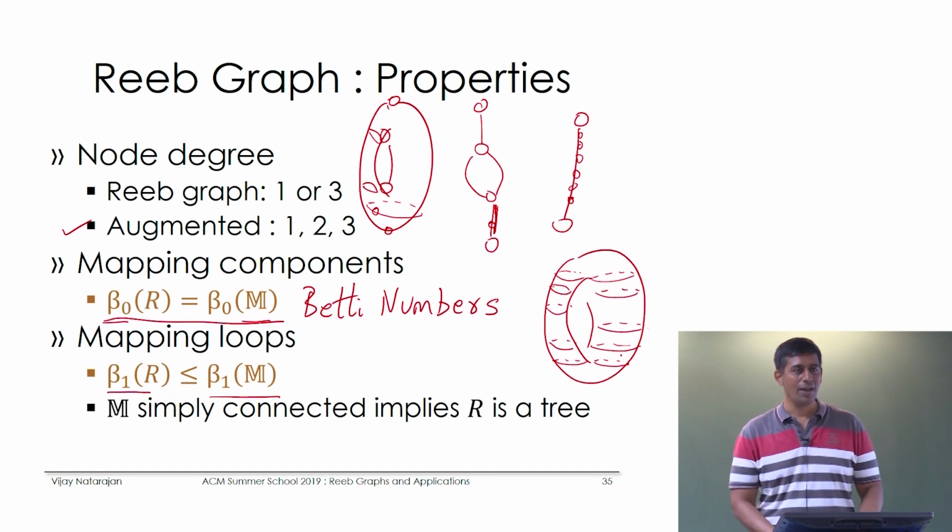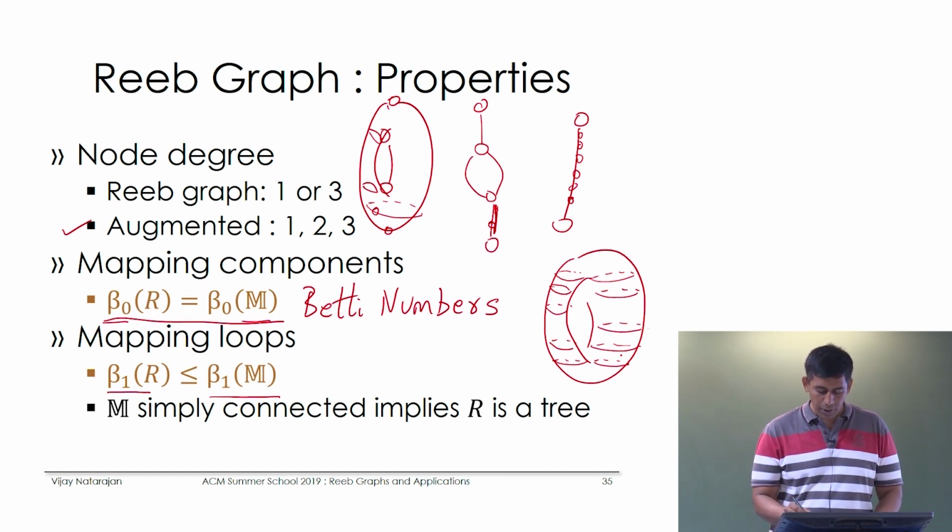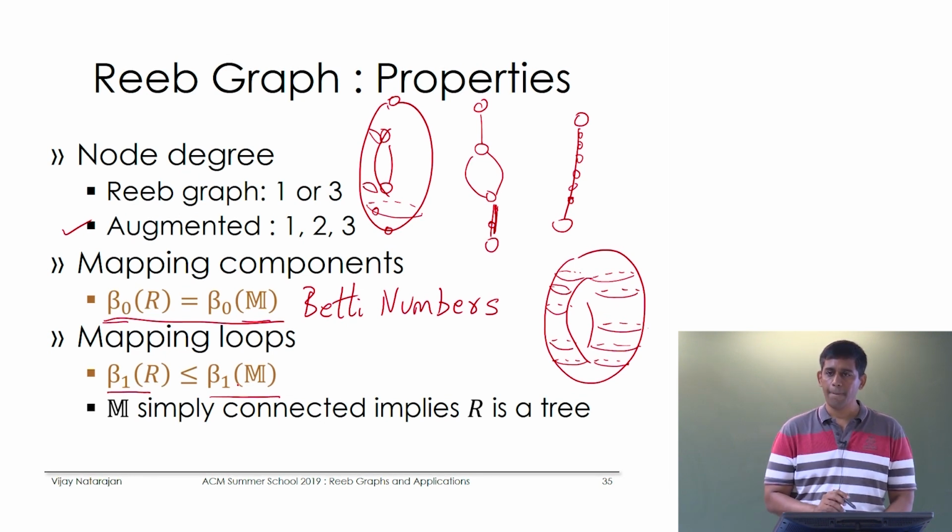So here, now I'm trying to argue that the number of cycles in the Reeb graph cannot be more than the number of tunnels in your domain. Okay. So this is what I am trying to argue now. This follows more or less straightforward, right.